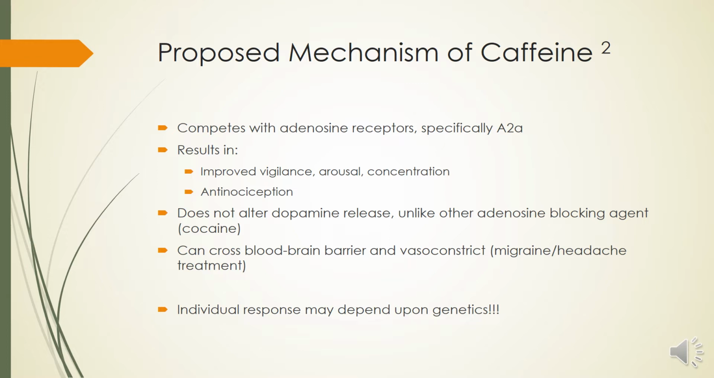Caffeine can cross the blood-brain barrier and vasoconstrict, or cause blood vessels to constrict, and that's why it's helpful in migraine and headache treatment. A big consideration is that the individual response can vary wildly based upon genetics. We talked about how genetics play a big role in pain responses. They seem to play a big role in how caffeine affects each individual. So you've got people similar to me that can drink coffee all day and sleep fine at night. You've got others that have one cup and they're jittery and bouncing off the walls. So the individual response does vary tremendously.